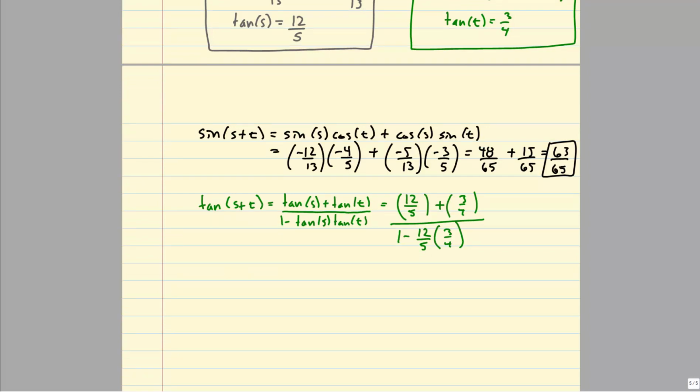Now there's several different ways that we can do this. Common denominator here is definitely 20. So one thing I could do is multiply top and bottom by 4 here, top and bottom by 5 here, top and bottom by 20 here.